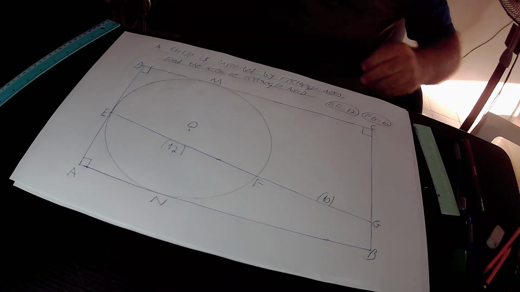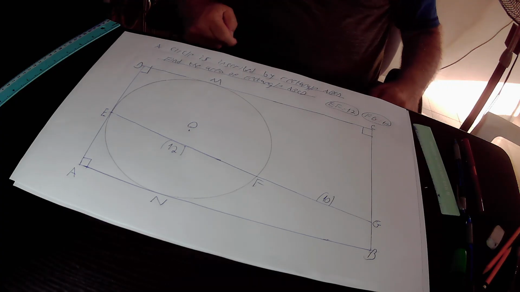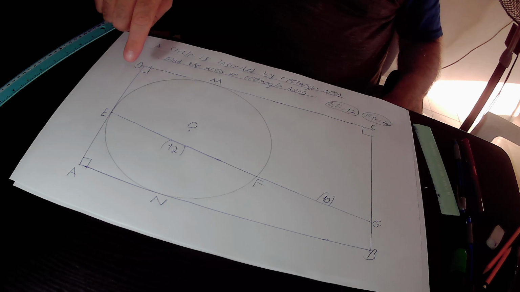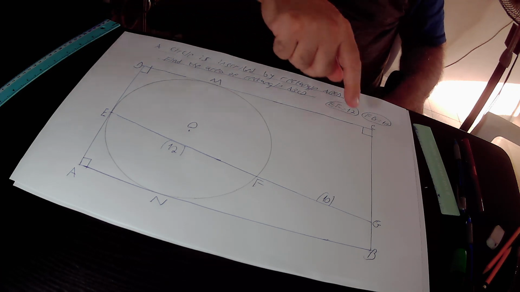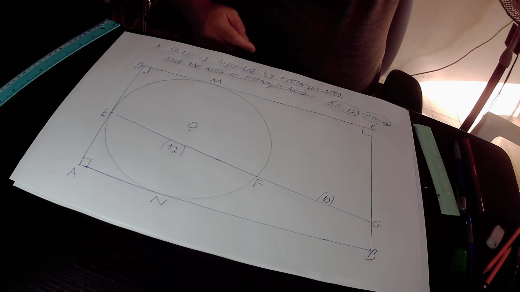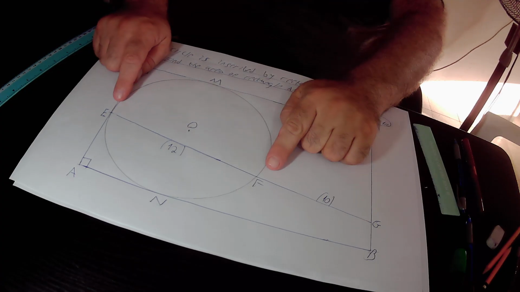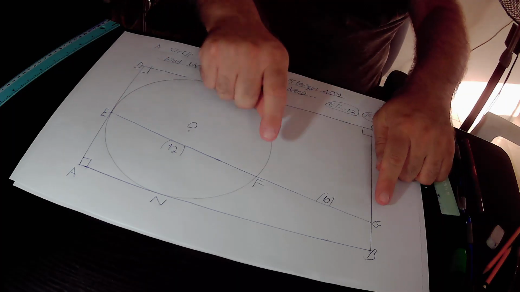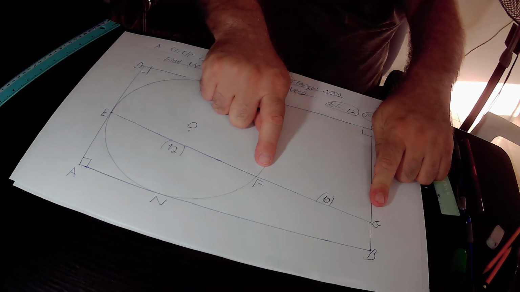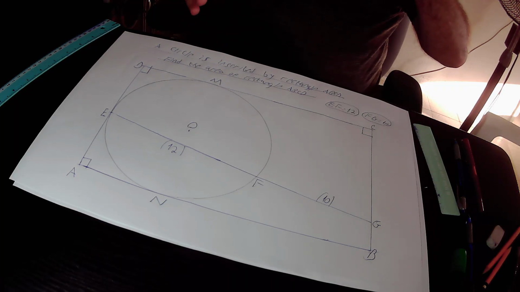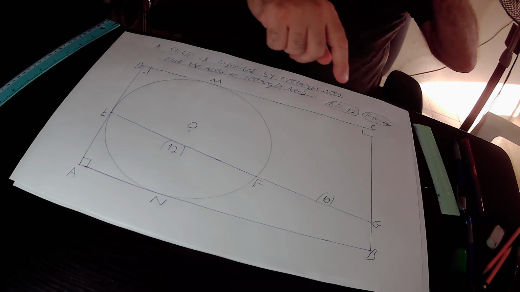In the domain we have rectangle ABCD, and this circle is inscribed by rectangle ABCD, or rectangle ABCD blocks this circle. In addition, we know that this is called EF, that is equal to 12 units in its length. This is line segment FG, that is equal to 10 units. Again, our mission is to find out the area of this rectangle ABCD.